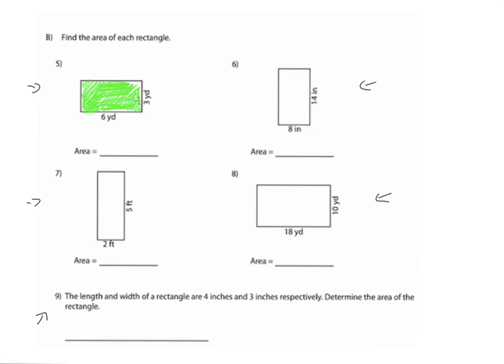So pause the video now because the video is about to end. Try and do these 5 sums. Take a picture of your work and then submit it to me through Google Classroom. If you're stuck, let me know. But remember, when it comes to area, we multiply the 2 sides. Good luck.